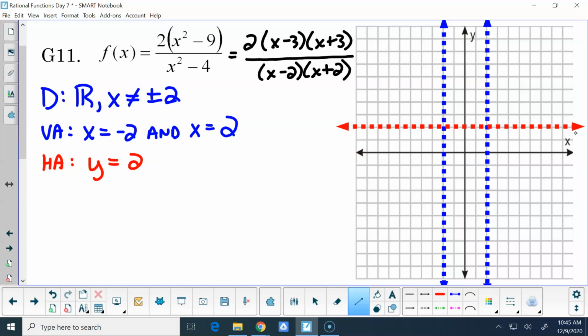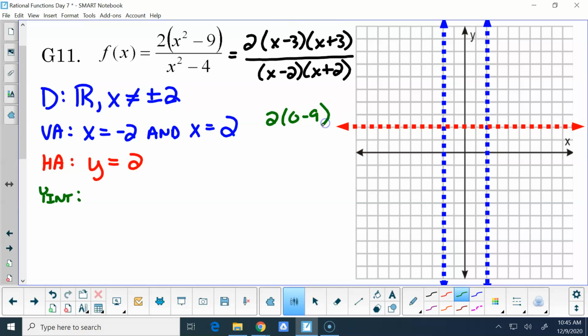Y-intercept. 2 times 0 minus 9 all over 0 minus 4. So that's negative 18 over negative 4, which is 9/2. 9/2 is 4.5. Right there.